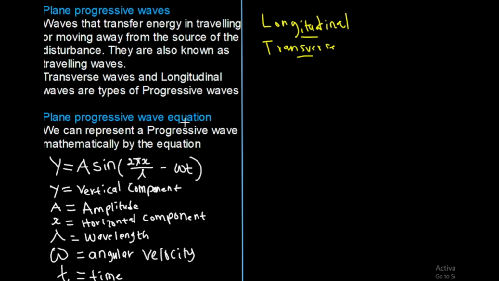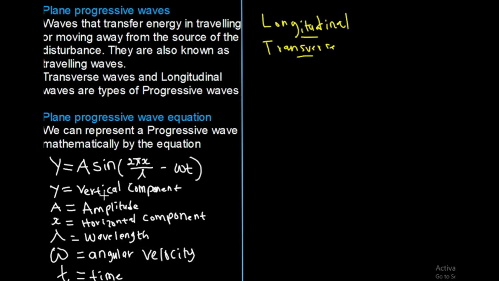Now, there's something we call plane progressive wave equation, which is actually very important. It's just a mathematical representation of the plane progressive wave. And mathematically, every plane progressive wave is given the general formula, or has the general equation, y equals a sine 2 pi x over lambda minus omega t. This is omega, is also a Greek alphabet.